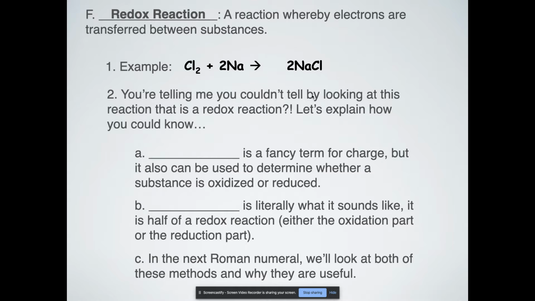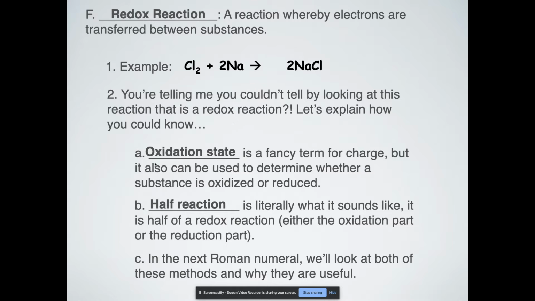So how could we tell? Well, we could look at the oxidation states or we could look at the half reactions. The oxidation states of these two elements are 0. Chlorine as a gas is 0. Sodium is also 0 when it's a solid. But when it forms sodium chloride, we have Na plus 1, so it becomes more positive, and Cl minus, so it becomes more negative. If you remember, Cl2 to Cl minus is an example of reduction, whereas Na going to Na plus is an example of oxidation.